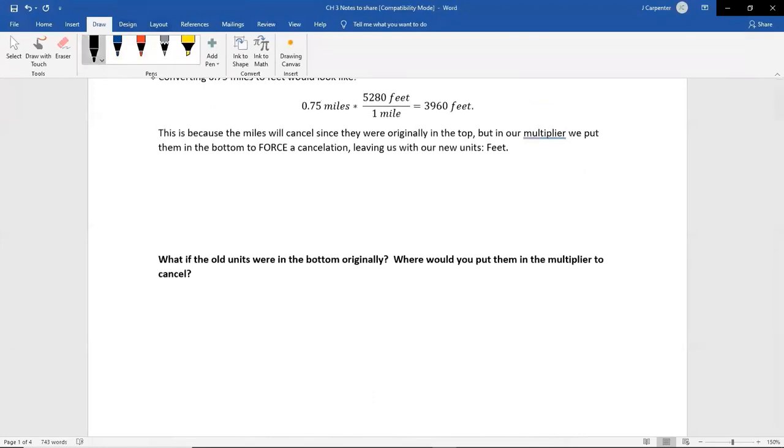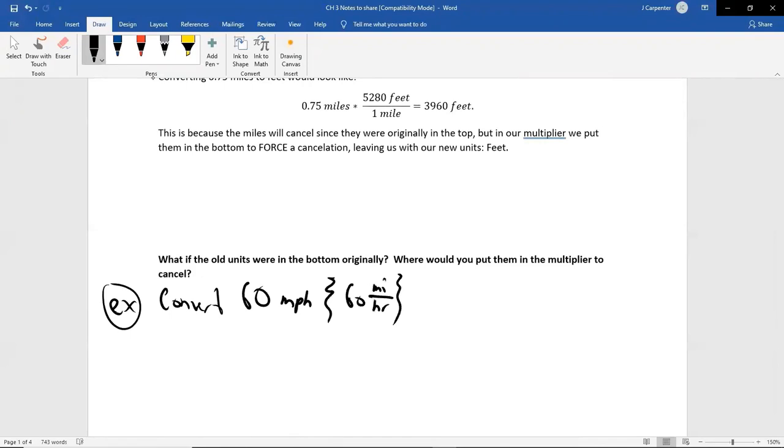Got my right pen, there we go, example. So we're going to convert 60 miles per hour, which is the same thing as writing that as 60 miles on top of hours. I'm just saying that's the same thing. 60 MPH is miles on top of hours. And we're going to convert this to miles per minute. Remember, the abbreviation for miles is MI.